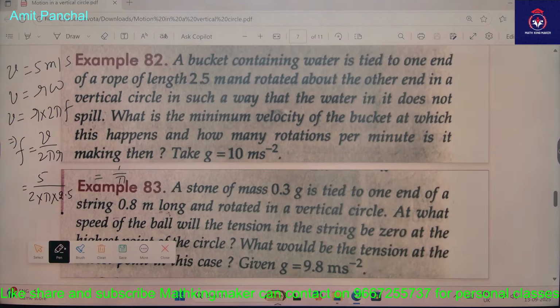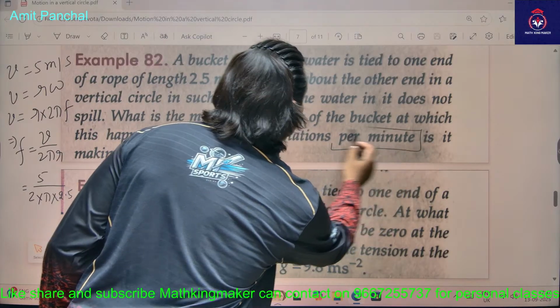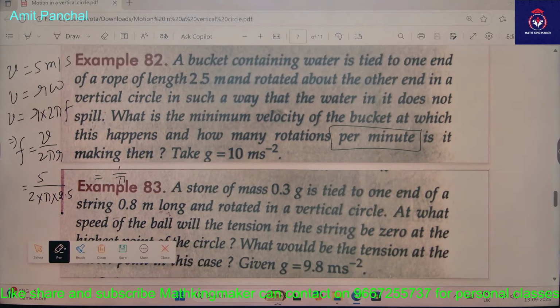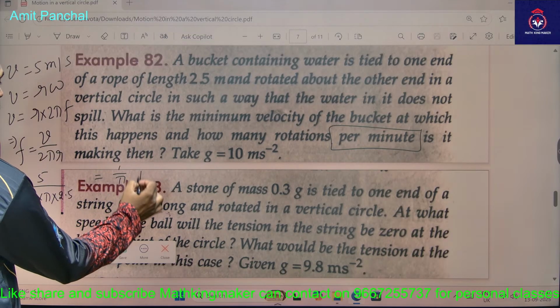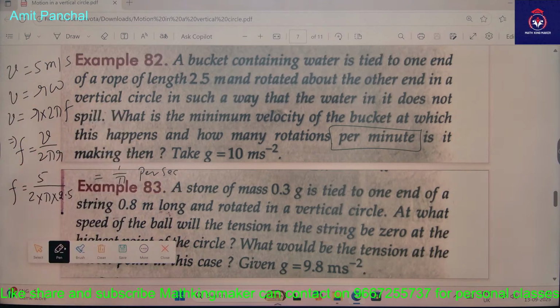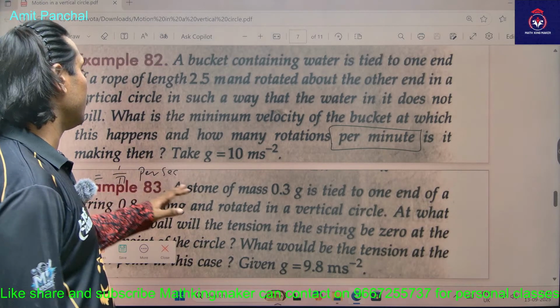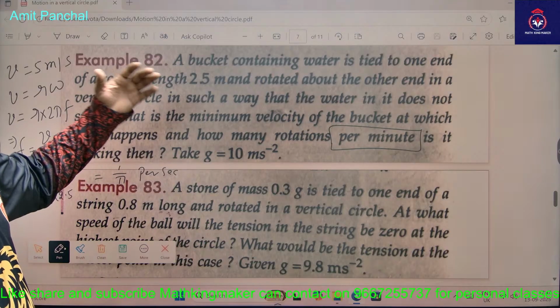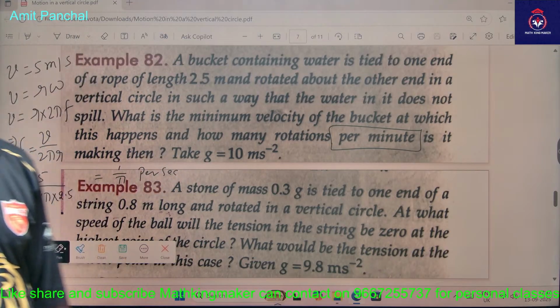But the question is per minute. Oh, minute. I didn't know that. The answer will be in per second, because I have taken everything in the MKS system. So your answer will be coming in per second. Per second it is 1 by pi. So in per minute it will be 60 by pi.